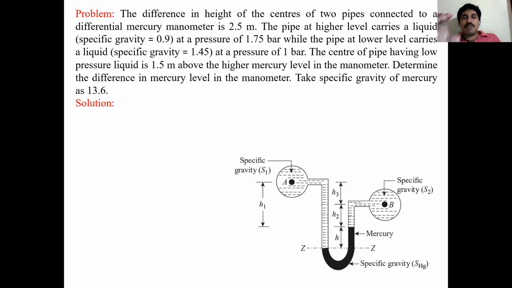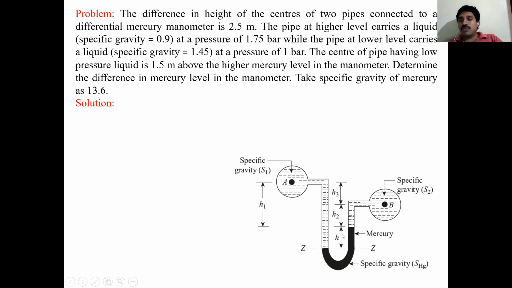Now I am reading carefully and explaining the problem data with this diagram. So pipeline 1, pipeline 2. This one is at a higher level, this one is at a lower level. B is at the lower level, A is at the higher level. Between the two pipelines, the distance is mentioned as 2.5 meters. So H3 is given as 2.5 meters. You can take notation as you wish. You can start from H1, H2, H3, but I took H3 here.